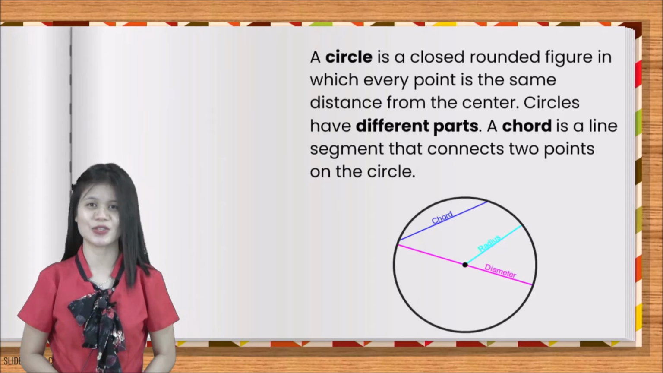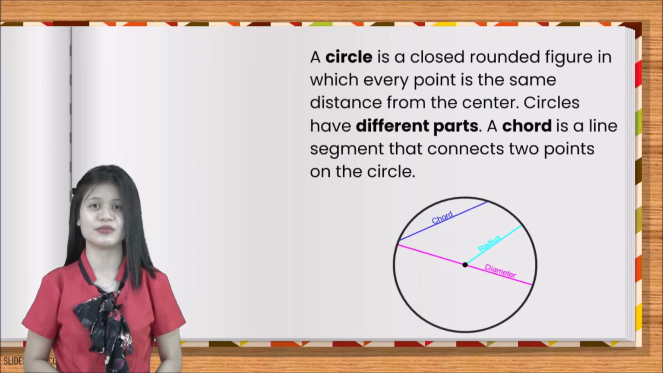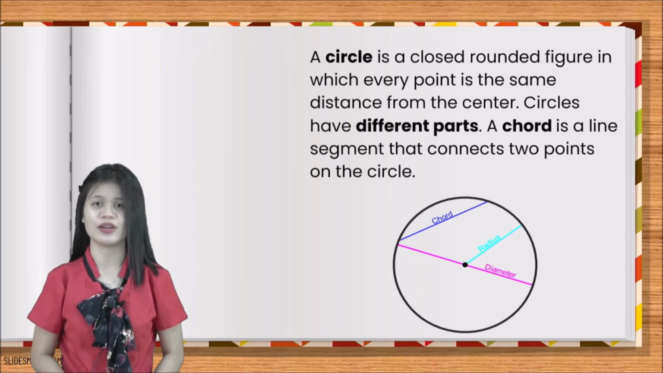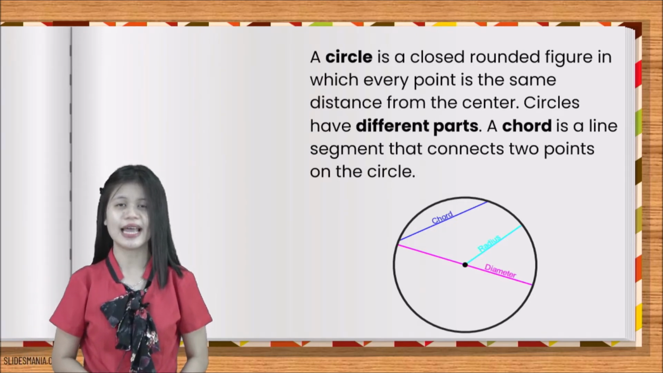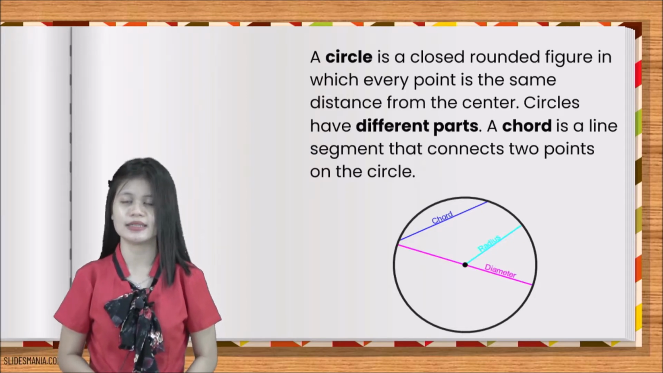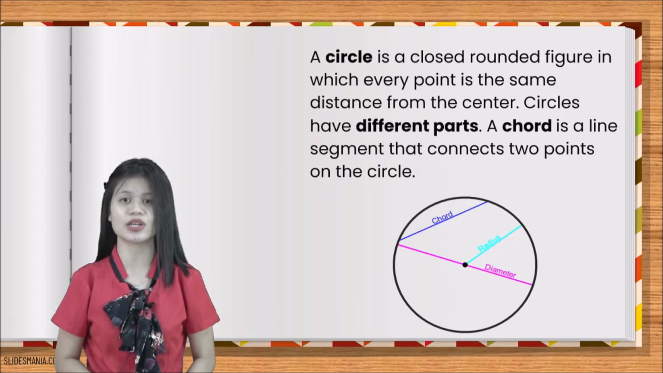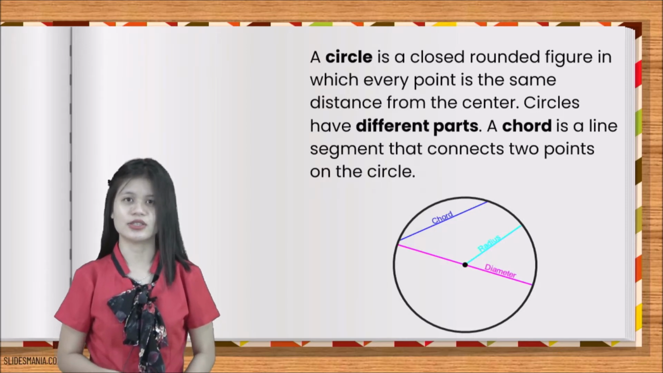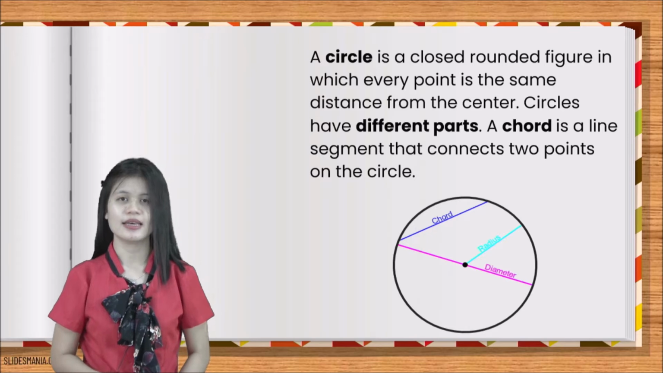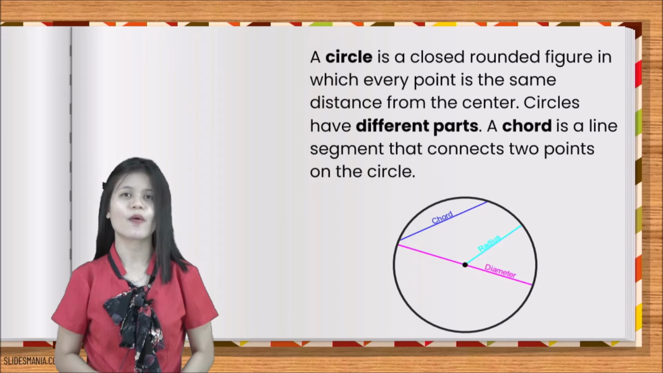Let's move on to circle. A circle is also a closed rounded figure or a closed figure. However, it is round and it has only one side, unlike the polygons. A circle is a closed rounded figure in which every point is the same distance from the center. Circles have different parts. Actually, it has three major parts. These are chord, diameter, and radius.